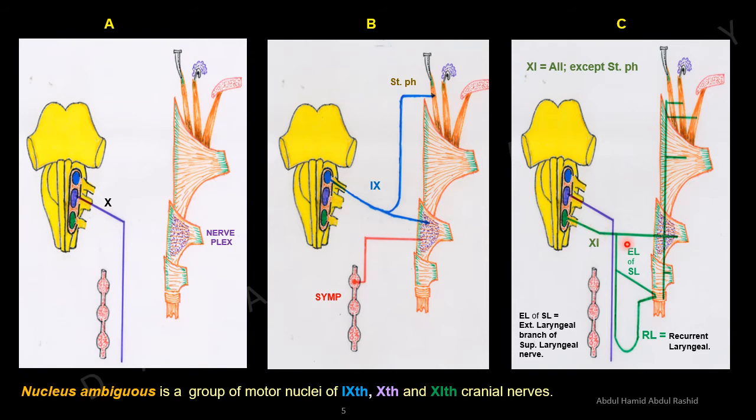So if you see very carefully, all the muscles are supplied by the 11th cranial nerve except stylopharyngeus. Stylopharyngeus muscle is supplied by the glossopharyngeal nerve.